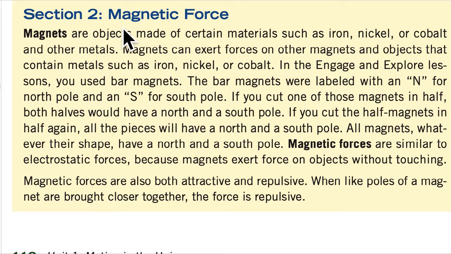Section 2. Magnetic force. Magnets are objects made of certain materials such as iron, nickel, or cobalt, and other metals. Magnets can exert forces on other magnets and objects that contain metals such as iron, nickel, or cobalt. In the Engage and Explore lessons, you used bar magnets. The bar magnets were labeled with an N for North Pole and an S for South Pole.